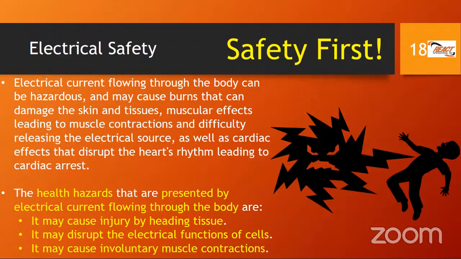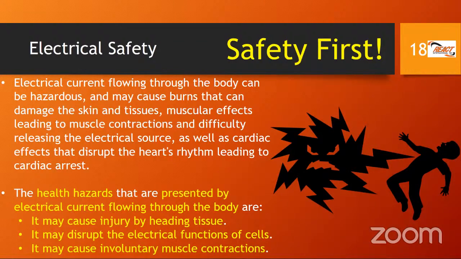It may also disrupt the electrical functions of cells. So your body has electricity flowing through it naturally. The rhythm of your heart depends on electricity, your brain, the neurons. There are so many things going on in your body that an electric shock passing through your body can disrupt some of that.